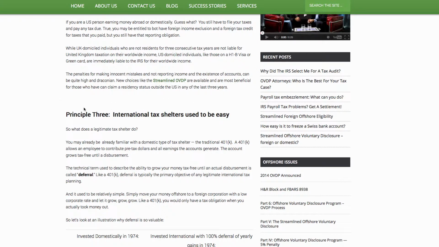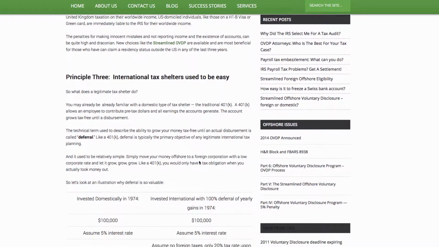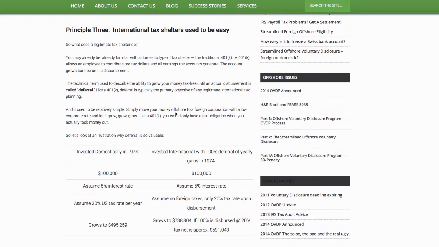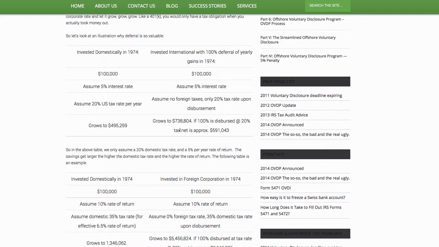And our third principle we want to talk about is, international tax shelters used to be pretty easy. I think the first thing is we have to think about what is a tax shelter. A legitimate tax shelter will allow you to defer your income so that it can grow tax-free, just like a 401k. On this blog here, I did put an illustration. If we invested $100,000 in 1974 domestically that had a 5% rate of return and a 20% U.S. tax rate per year, that's going to grow to $495,000 and some change.